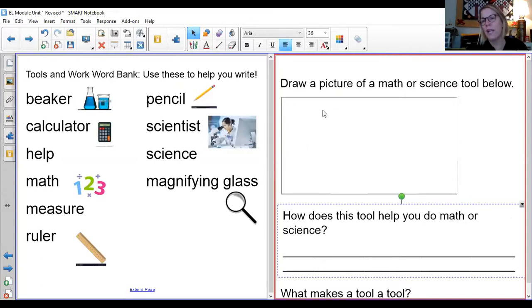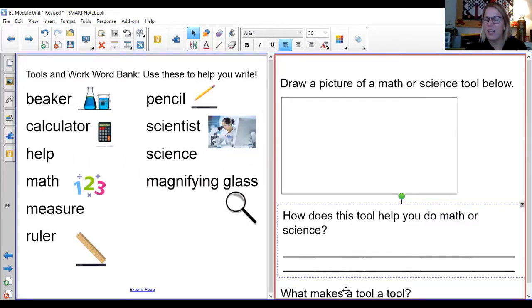When we are done with this lesson, you're going to be writing or drawing a picture of a math or science tool in the box. If you're kindergarteners, I'd like you to draw your picture and label. You can use some words from over here if they're on there. If you are in first grade, you will be drawing your picture, labeling your picture, and then you're going to be answering these two questions with words, with a sentence. How does this tool help you do math or science? And what makes a tool a tool?